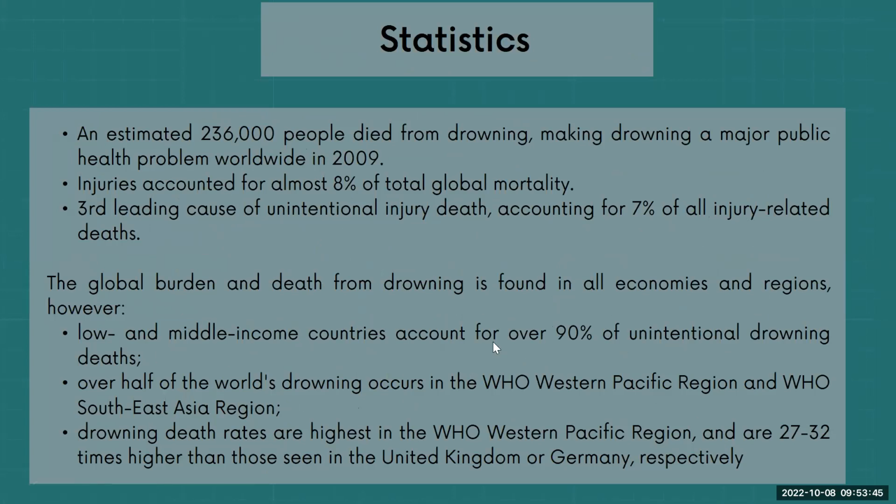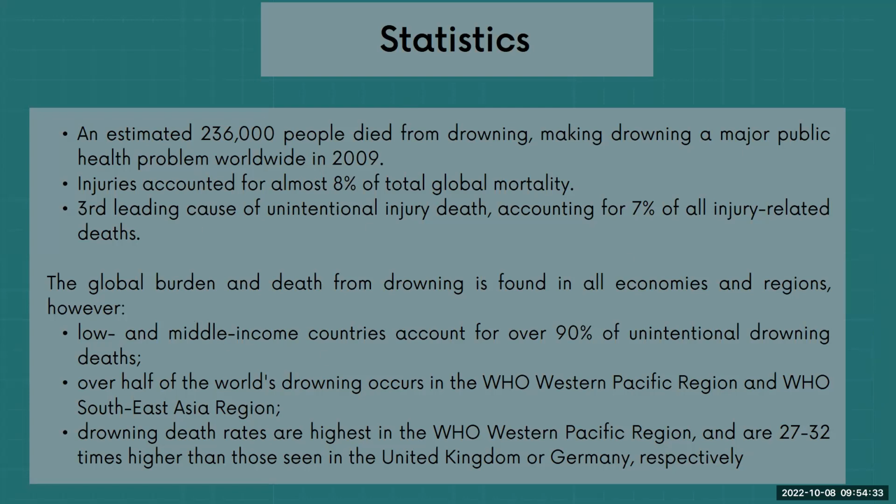So let's go back to the statistics. The reference for this is from the WHO, or World Health Organization. An estimated 236,000 people died from drowning, making drowning a major public health problem around the world in 2009. Injuries accounted for almost 8% of total global mortality. Drowning is the third leading cause of unintentional injury death, accounting for 7% of all injury-related deaths.